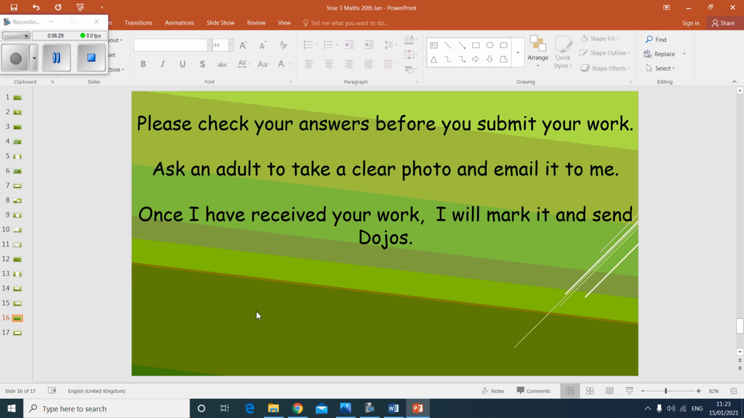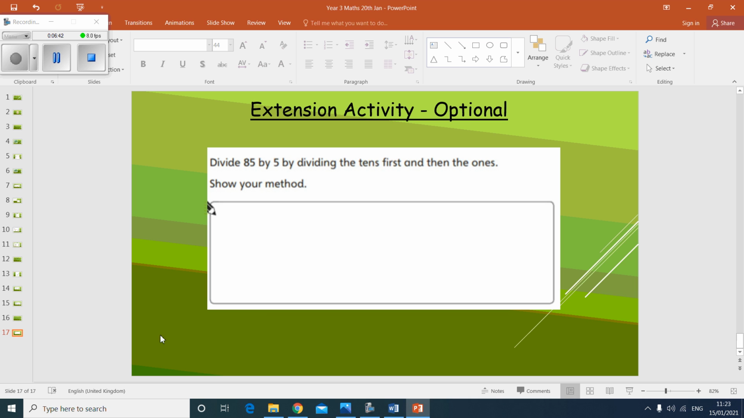So now just go back, check through your answers, ask an adult to take a clear photograph and email it to me at the end of the day, and I'll mark it and you will receive some dojos. And the next slide is our extension, which is optional. It's 85 divided by 5. Remember to divide the tens first and then the ones, and you can show your method in your books.